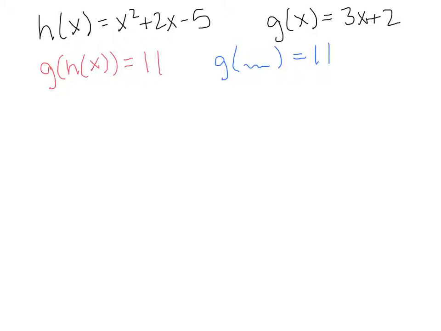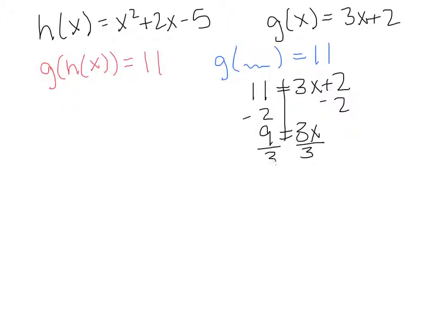So you take your g of x and you set it equal to 11. That's going to look like 11 equals 3x plus 2. Then we need to solve. So we'll subtract our 2, get 9, 3x, divide by 3. And so you know that x equals 3. Here's what this tells you. It tells you that that something, that missing something, is 3.